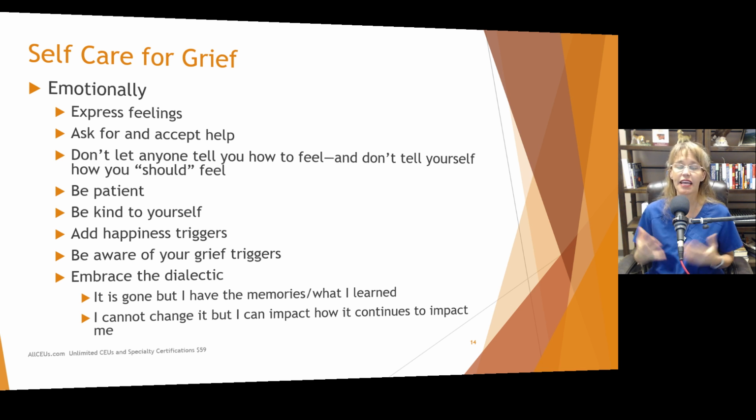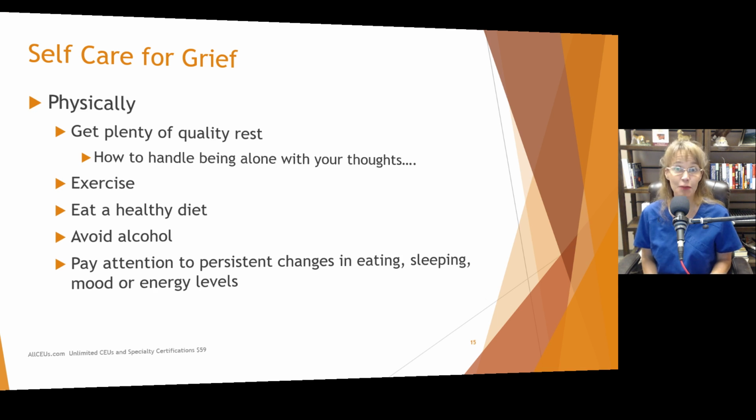Embrace the dialectic, encouraging people to recognize that whatever the loss was, I have the memories, or I have what I learned from it. Or I can't change it, but I can impact how it continues to impact me. If you were a survivor of crime, I can't change the fact that it happened, but I can change how it continues to impact me in the future. I can choose whether I want to feel afraid all the time, or I can choose how I react to stimuli.